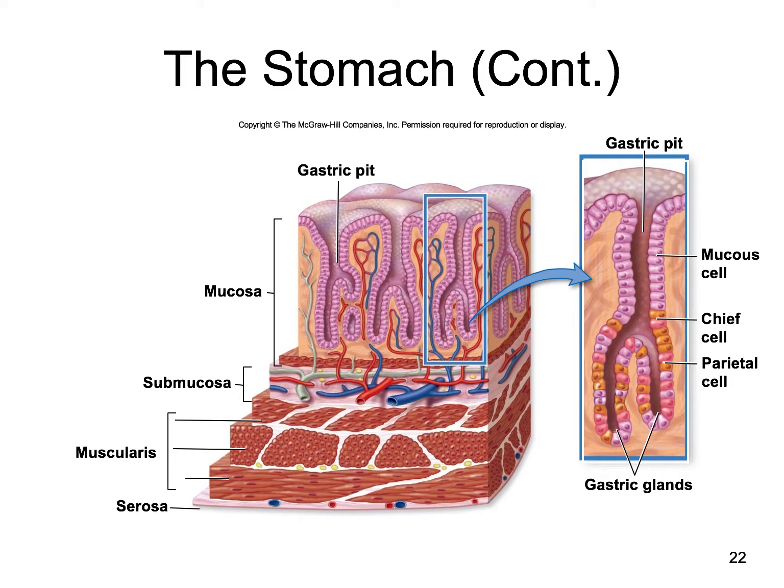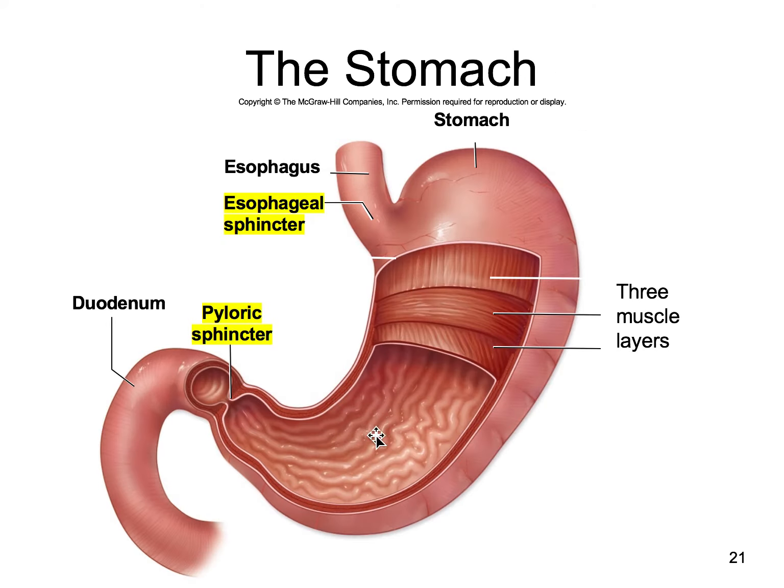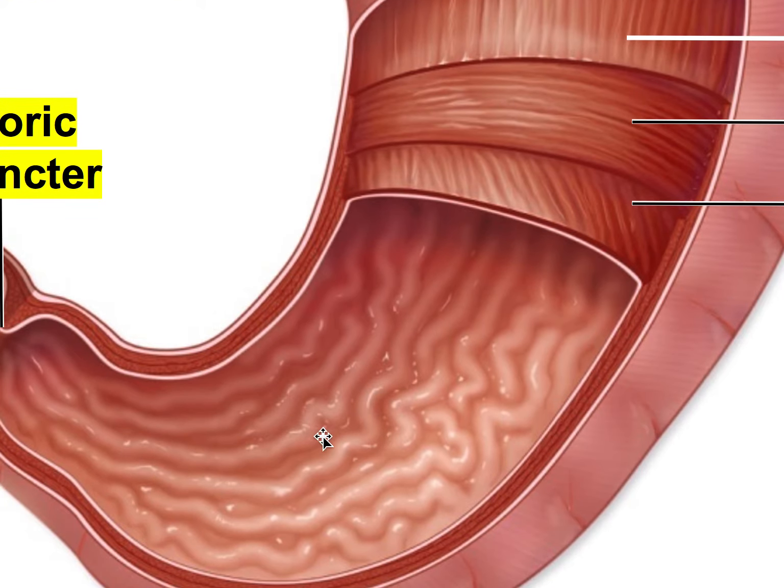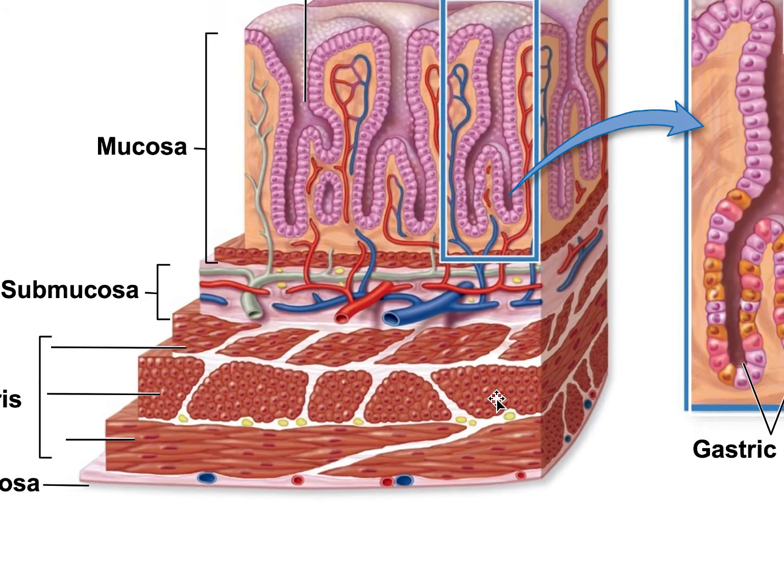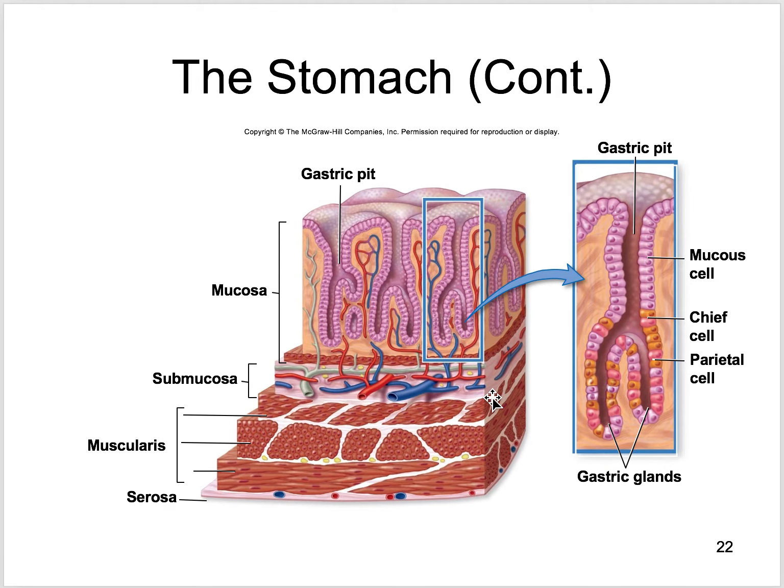This is what, if I was to zoom in on the rugae, in fact, if I was to zoom in over here and look deep inside one of these folds all the way down to the cellular level, you would see something that looks like this. This is a gastric pit, or a cross-section of a part of the stomach mucosa, which shows the gastric pit.